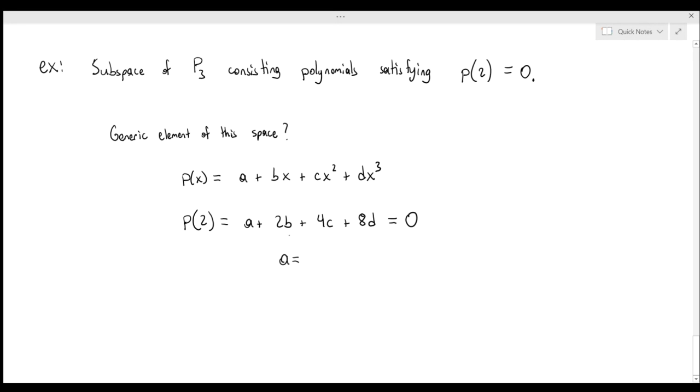And what I'm going to do is I'm going to rearrange this equation. I'm going to solve for a right now. So I'll get this is a. So what I can do is take this expression for a and sub it back into the expression for p of x.